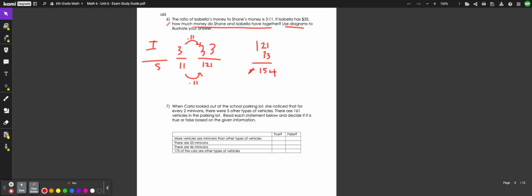And again, with your diagram, as long as you are able to show your thinking. I know there are some kiddos who want to use different models. That's okay. As long as you are showing your thinking, then it's okay whatever model that you use.